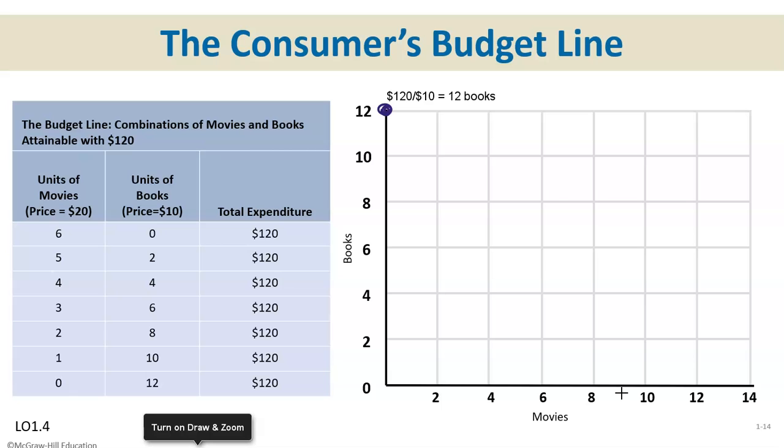And then we're going to find our other endpoint, which will go down here. And that will be if the person spends all of their income, how many movies can they purchase? So we do the same thing. We just take the total income, $120, divide by the price of the movies, $20, and we'll get 6. So if they purchase 6 movies, then they'll spend all $120. And you can plot that point right here. The next step, all you have to do is draw a straight line between the two.